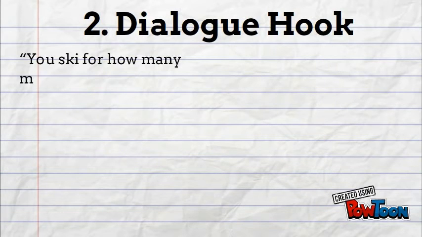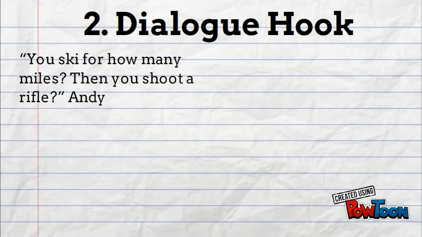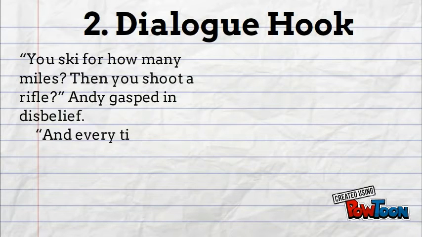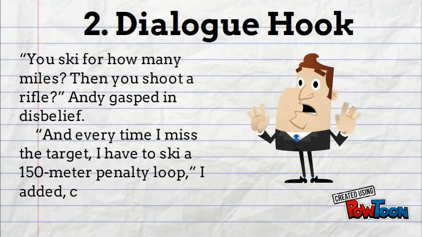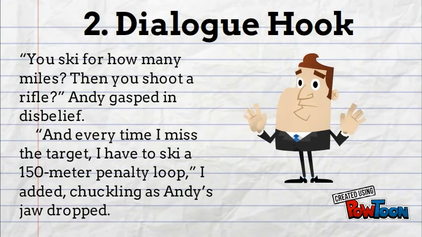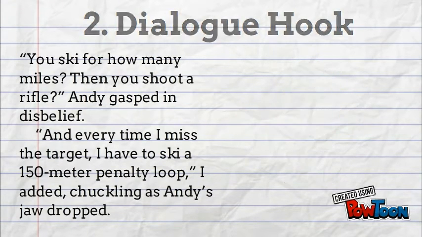One example is, "You ski for how many miles? Then you shoot a rifle?" Andy gasped in disbelief. "And every time I miss the target, I have to ski a 150-meter penalty loop," I added, chuckling as Andy's jaw dropped.